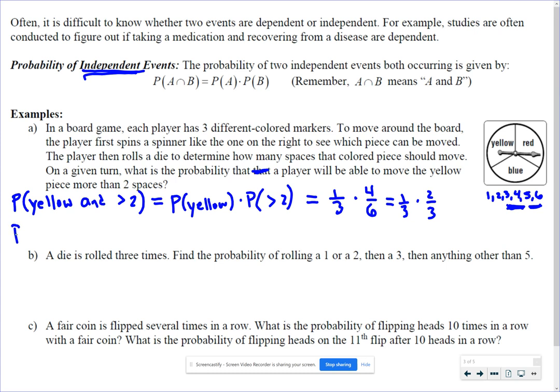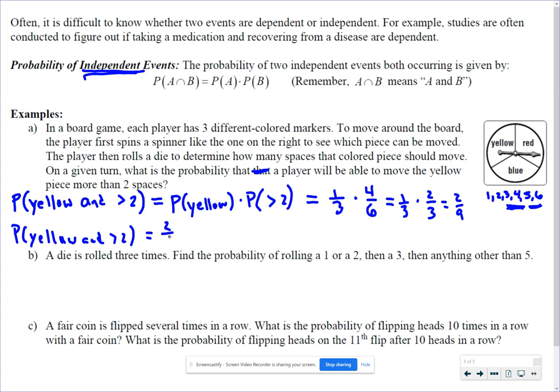So the probability of yellow and greater than 2 is going to equal 2/9. 1 times 2 is 2, 3 times 3 is 9, so 2/9.